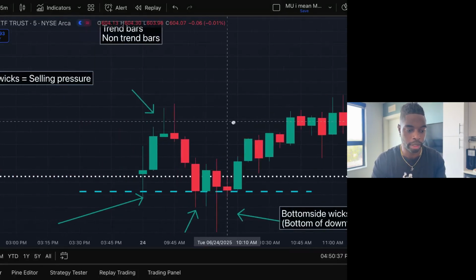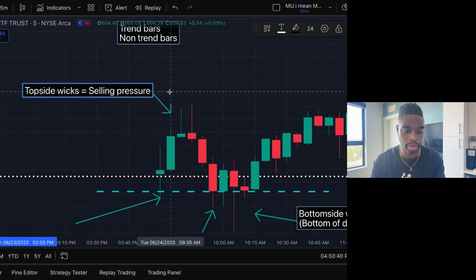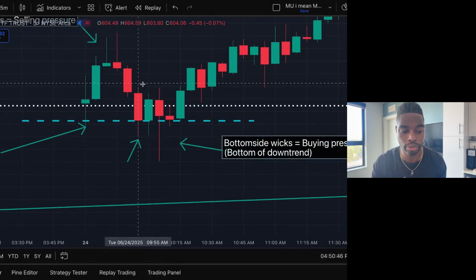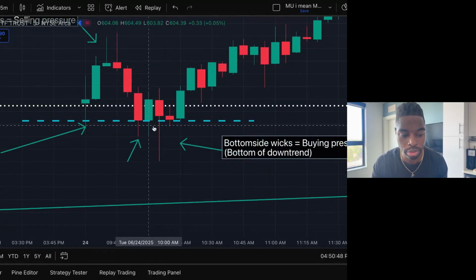Okay. And then again, top side wicks here. When we're moving up, top side wicks means this is the highest we want to go right now. So then we sell off usually. And then we get to these lows and we're like, this is the lowest we want to go. This price is too low.